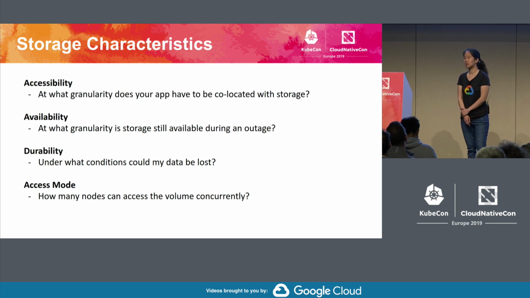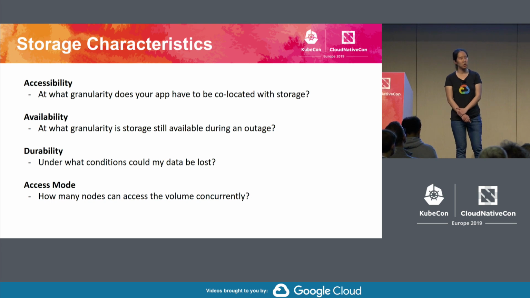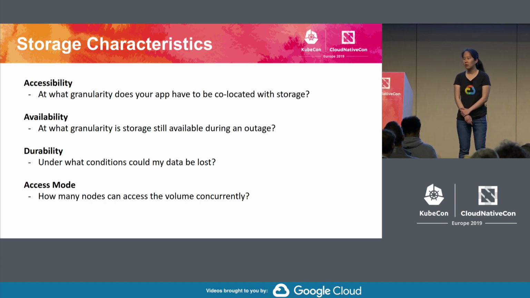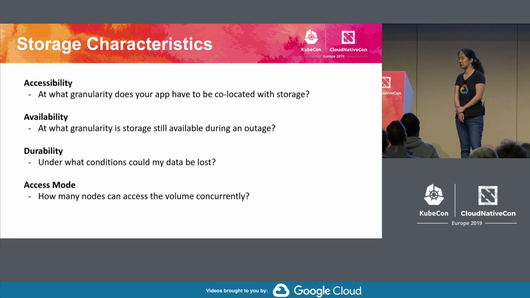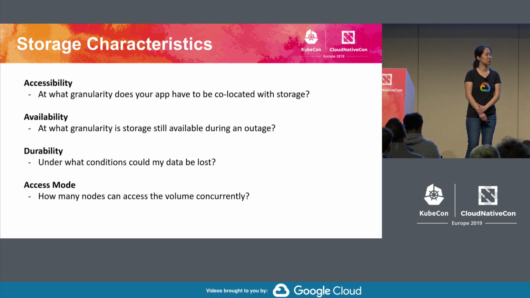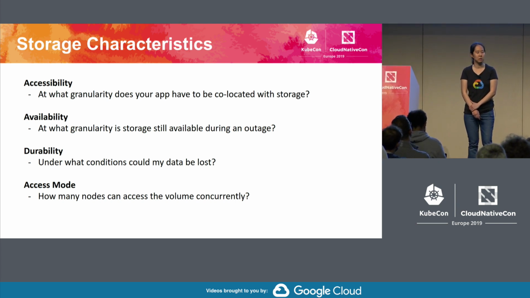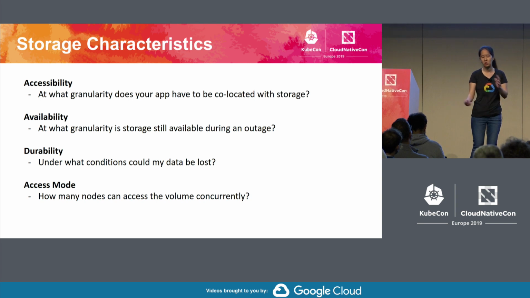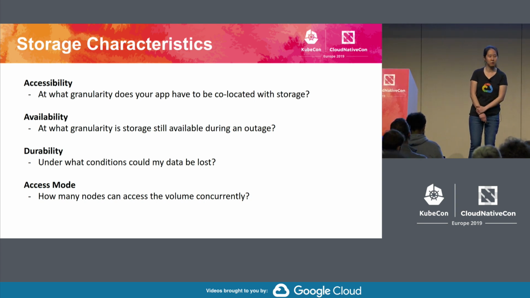First is accessibility. This is about how close your application needs to be to the underlying storage backend. Does it need to be in the same node? Does it need to be in the same rack or zone? Or can it be anywhere in the cluster? This is very important because this will determine how flexible your application pods can be placed in the cluster, especially when there are a lot of moving parts and you might have different node failures going on.